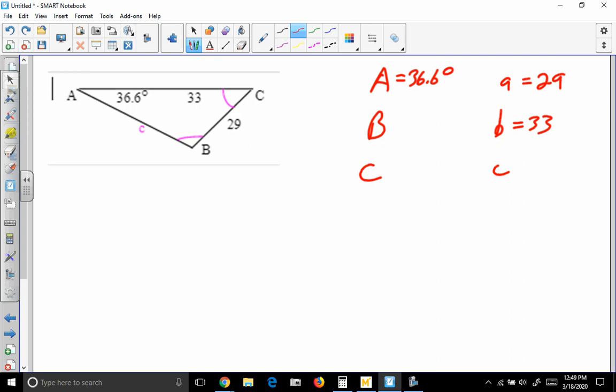So notice we don't know anything about C. We don't know angle C or side C. So if we don't know either one of those, we can't find that next. So angle B is going to have to be the first thing we find.